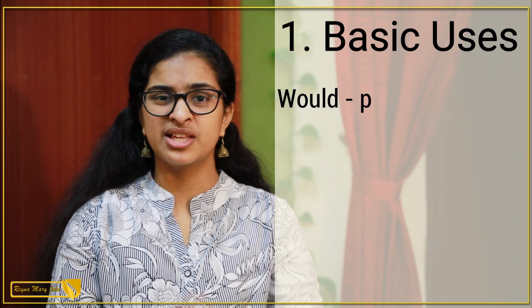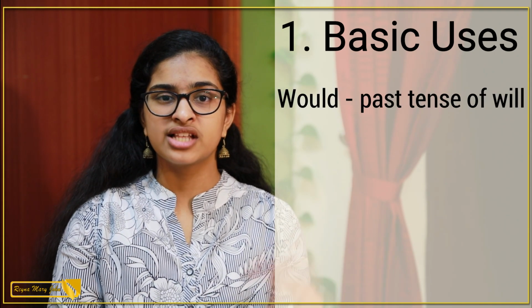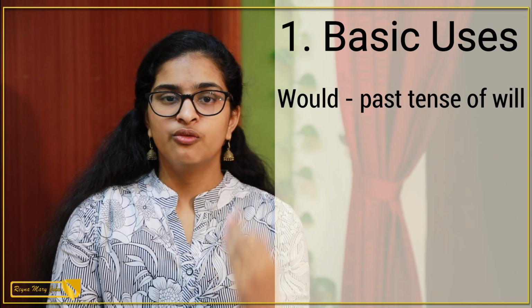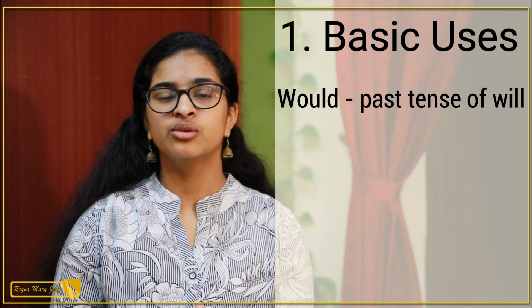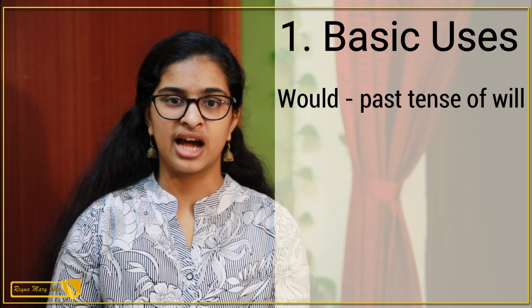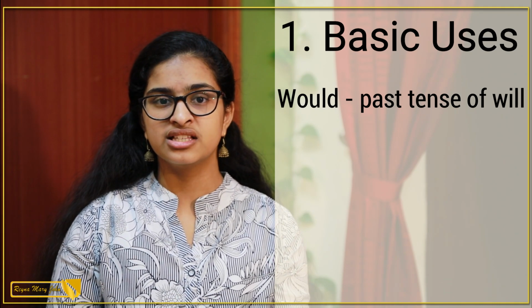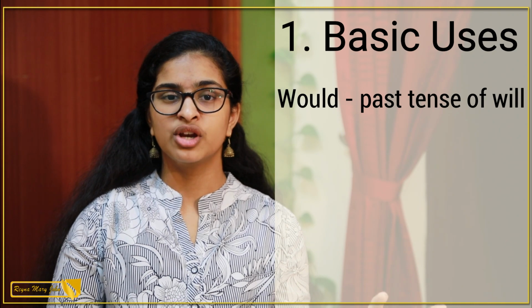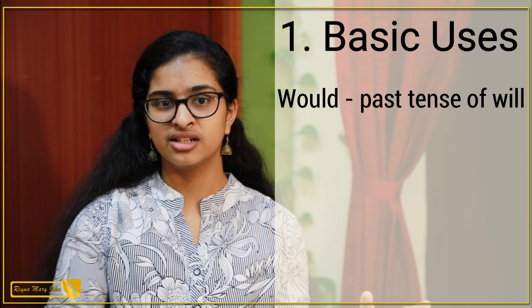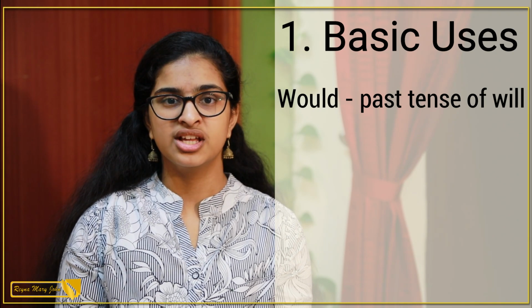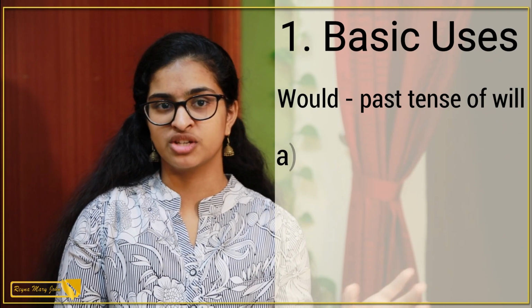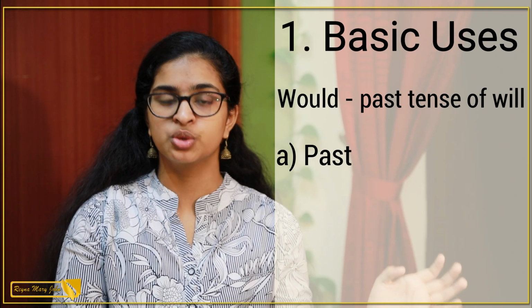Now that all the basics of will are out of the way, let's talk about would. Would is a past tense form of will. Now, this essentially means that in any sentence you would have used will, when you're talking about the past of that, you'd use would. So, one of the uses of would is when you're talking about a past prediction, when you thought a prediction would come true but it didn't.